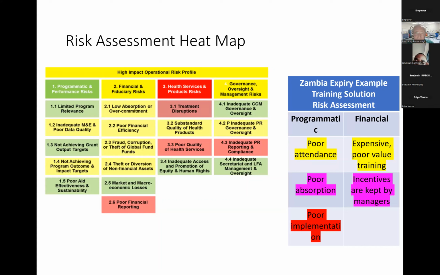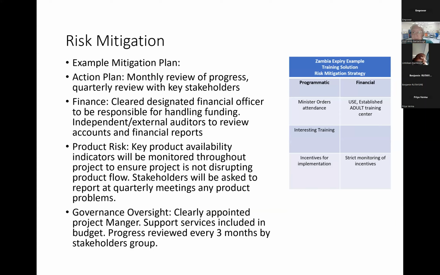Okay, so one of the risk mitigations I can do is review progress regularly, check with finance that everything is okay and that the audit trail is good, product risk that the product is available all the time, and the government oversight that they are checking everything that's going on. So those are also examples of risk mitigation that we can follow.